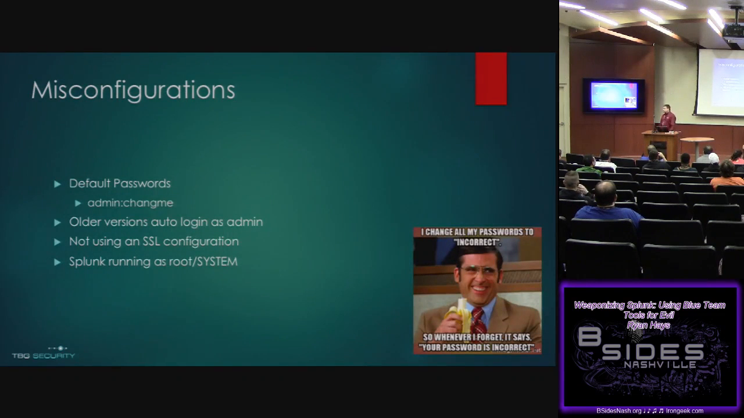So the misconfigurations that everyone sees. The older versions of Splunk, the one that I was talking about earlier, I think it was 4.5. These have been fixed in the new one, but that automatically logged you in if you didn't have credentials set up. The default passwords, admin and changeme. Every version prior to 6.5, which is the current release, didn't require you to set that password. It automatically had it configured for you. So if you run into that.